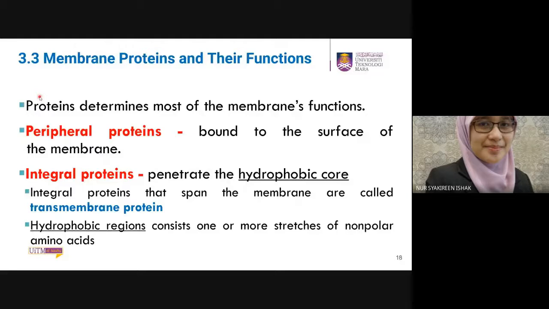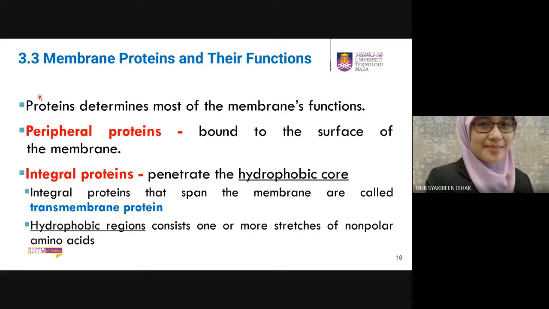Okay, so other functions of the protein, for example, it can function as a receptor for hormones. Okay, so hormones that are made up of proteins will bind to the protein that is embedded in the membrane. Hormones that are made up of protein cannot enter into the cell, they will just bind to the membrane protein, and then the protein will relay information into the cell, so that the cell can catalyze certain reactions. Okay, so those are examples of how proteins determine the membrane's function.